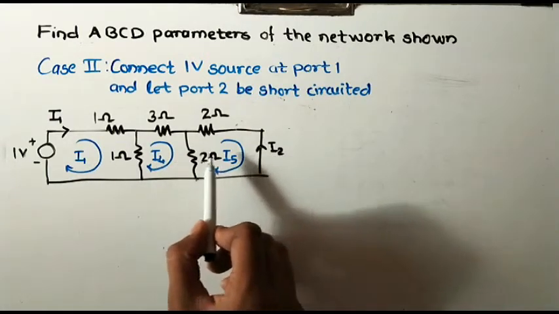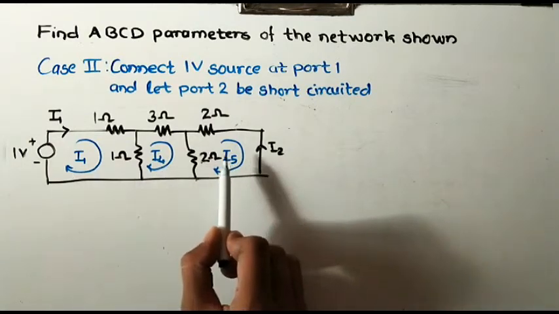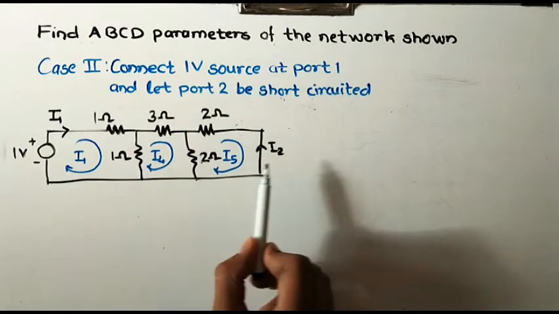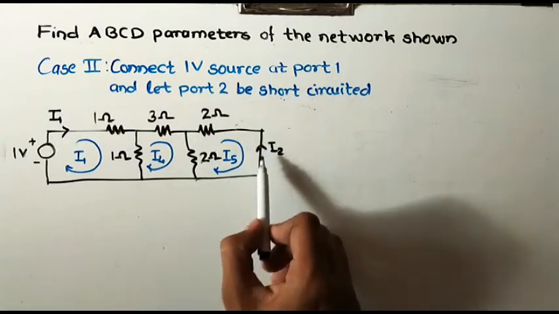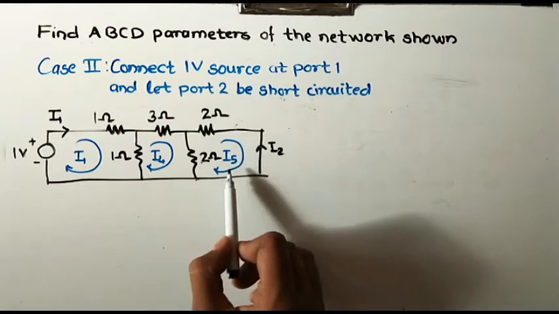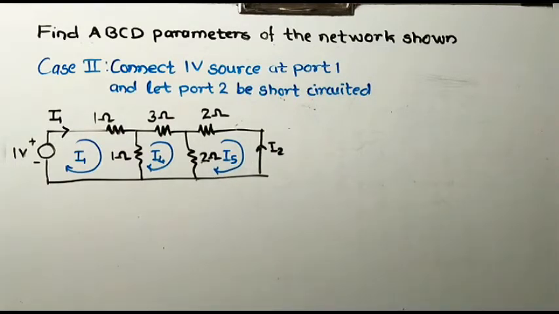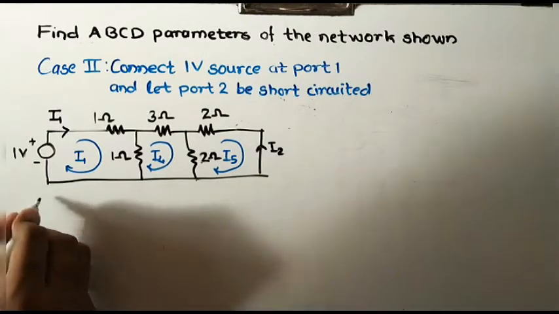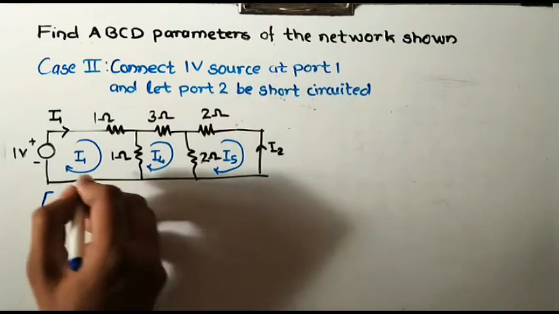We can't take I2 here, and I3 we have already used, therefore I4 and I5 are used here, and this is I2, which is exactly opposite to that of I5, therefore I2 will be equal to minus I5. We can assume it, but we will solve this problem first, and later on we will calculate I2.